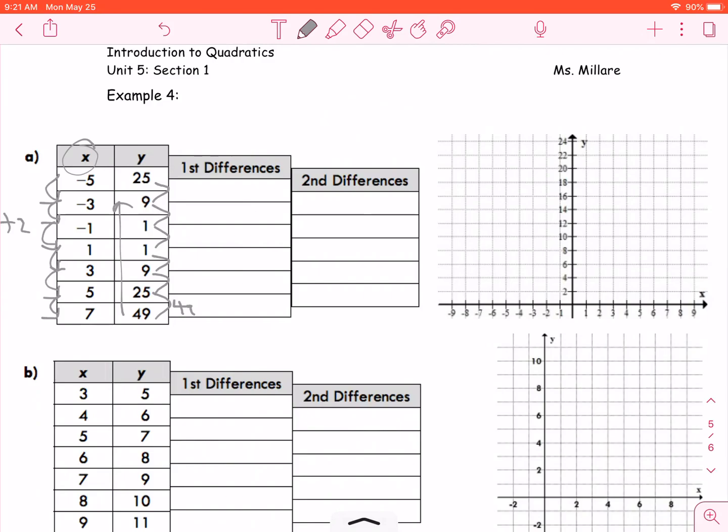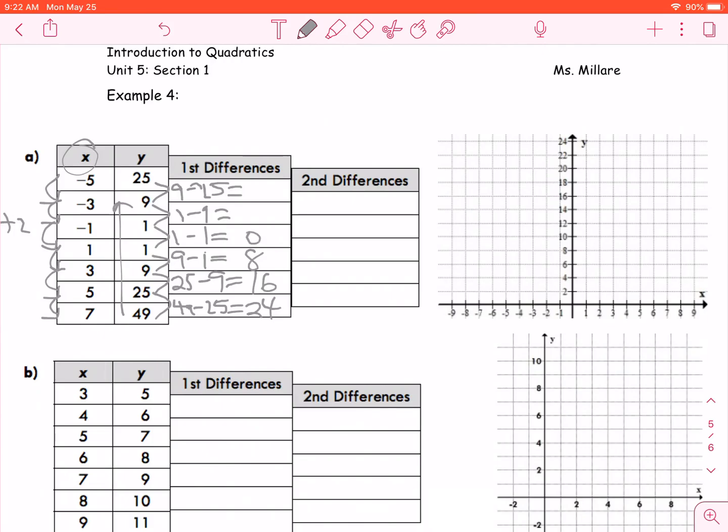So it's going to be 49 take away 25, 25 take away 9, 9 take away 1, 1 take away 1, 1 take away 9, and then 9 take away 25. Okay, and we're going to find our first differences to begin with. So 49 take away 25 should be, 4 take away 2 is 2, 9 take away 5 is 4, 24. 25 take away 9 should be 16. 9 take away 1 should be 8. 1 take away 1 should be 0.